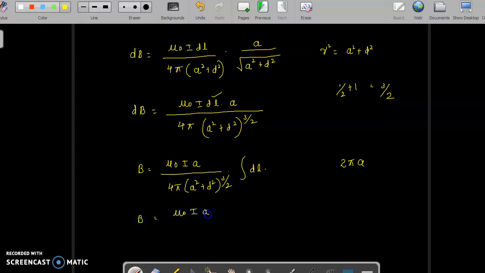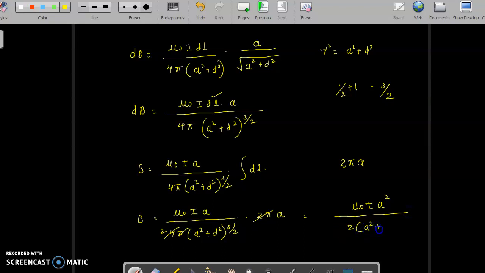So we can write B as mu naught I A over 4 pi times A square plus D square all power 3 by 2, and the integration of dl is 2 pi A. So the pi cancels, and here it becomes 2. So this becomes mu naught I A square over 2 times A square plus D square all power 3 by 2, Weber per meter square. This is the expression of the magnetic flux density at point P.